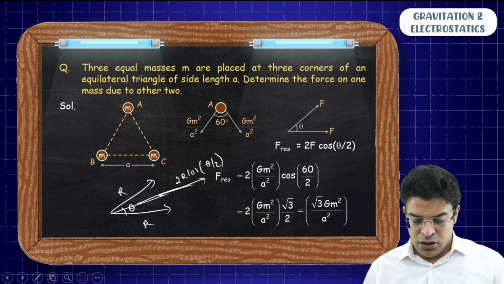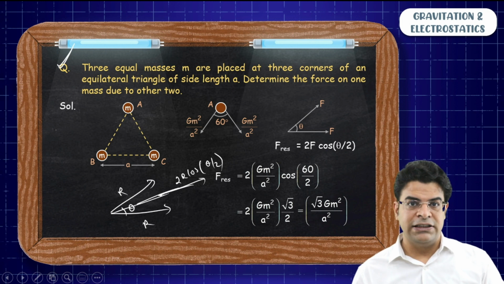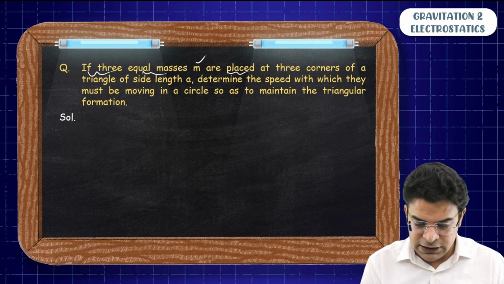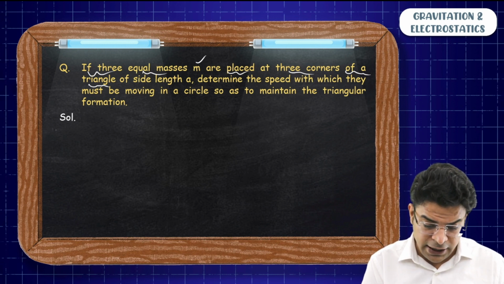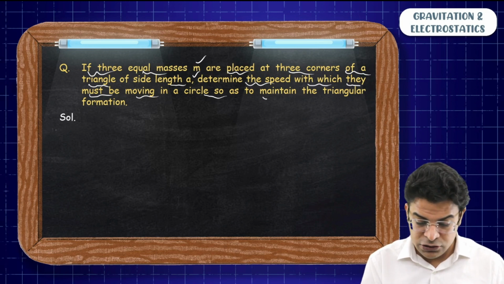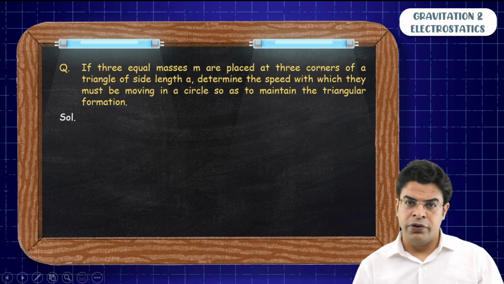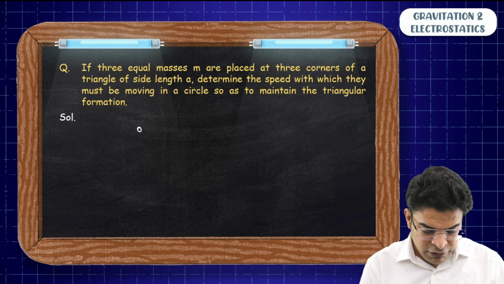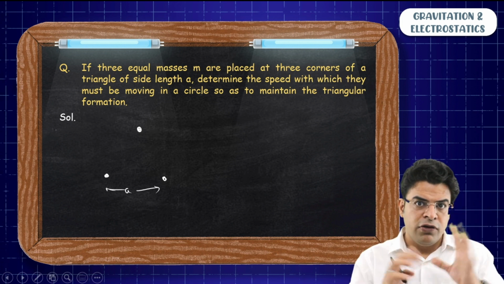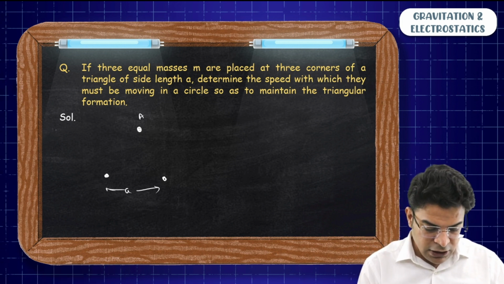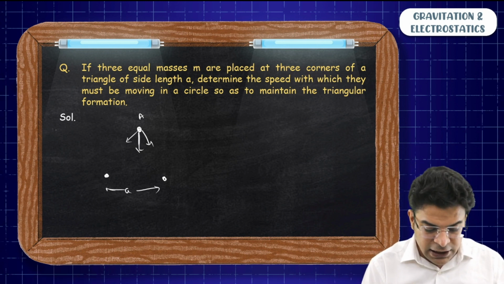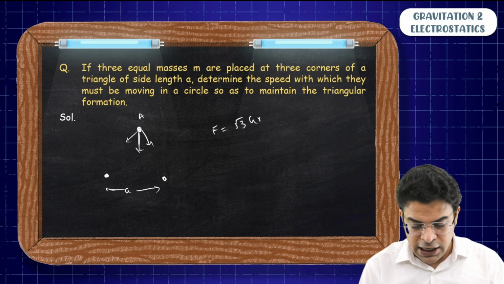So let's practice more. Based on this question, I am taking up the next example. The question goes like this: if three equal masses m are placed at three corners of an equilateral triangle of side length a, determine the speed with which they must be moving in a circle so as to maintain the triangular formation. What is the meaning of this question? We have just learned that we have three masses. These three masses are placed at the three corners of an equilateral triangle. Each mass, let's call it A, is being pulled by the other two. So there is a net force on each mass, and that force came out to be root 3 Gm square upon a square.